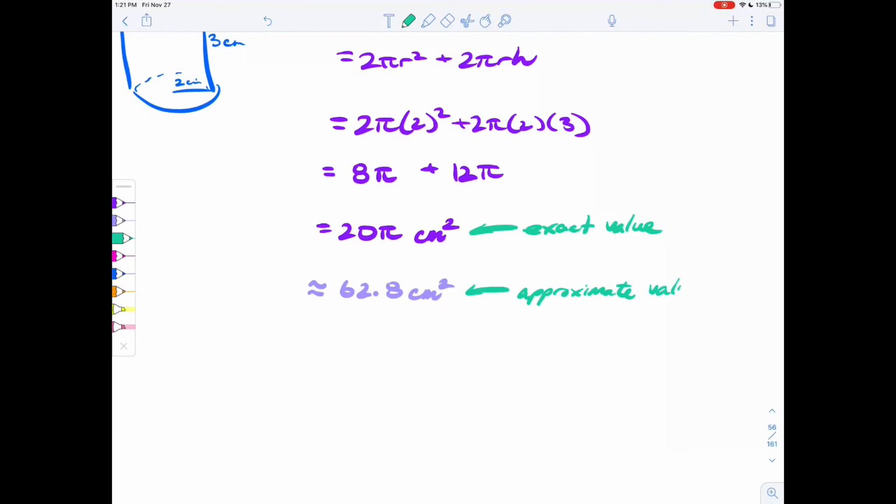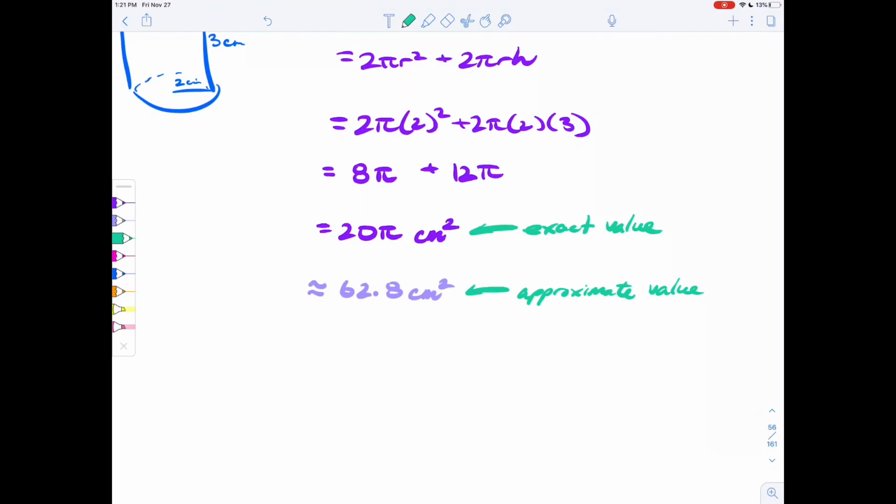And it's worth doing a quick check here to make sure that makes sense. 20 pi is a little more than 20 times 3, since pi is a little more than 3, so we might be okay.